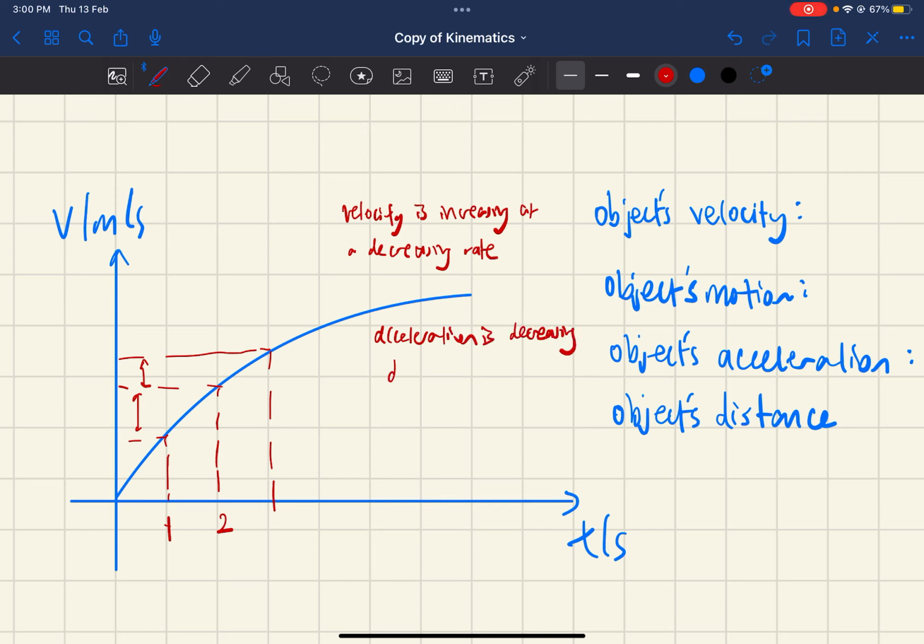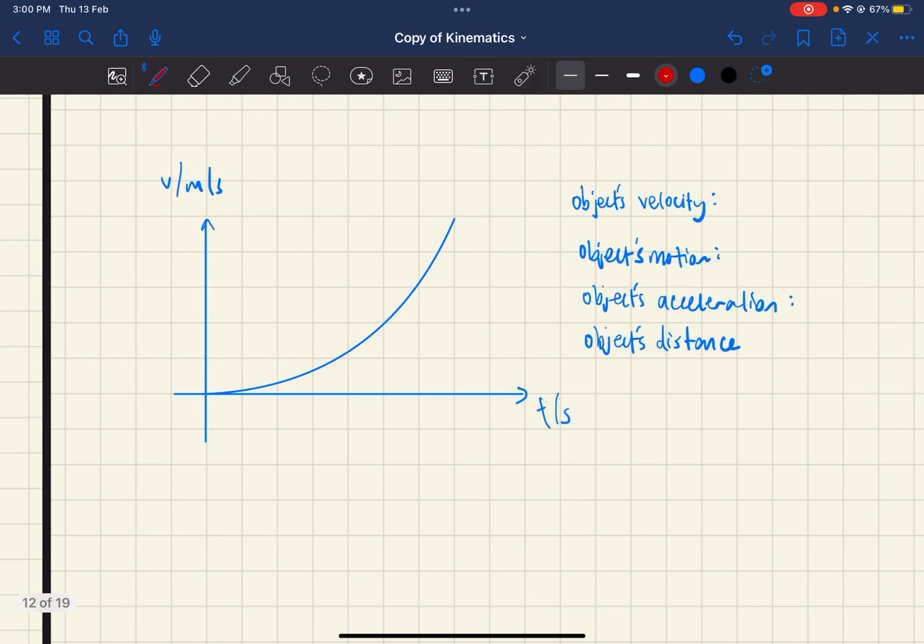Last one will be your displacement. If it is an upsloping graph, then your area under the graph will be increasing at an increasing rate. So same thing, your displacement is increasing at an increasing rate. That's all you have to know for this portion. And then we have one more graph at the back over here.